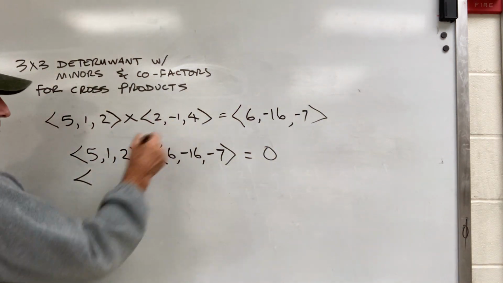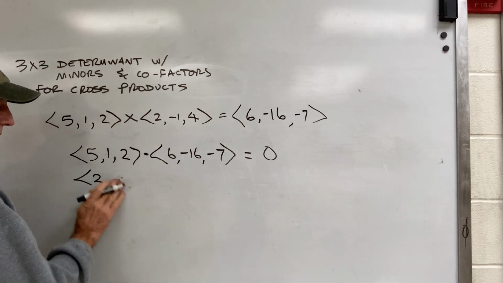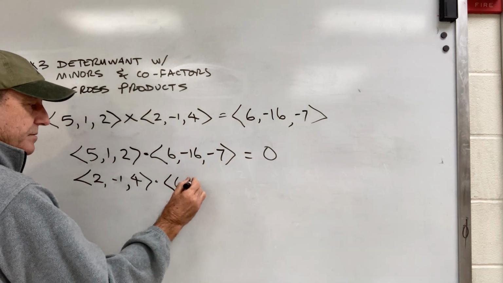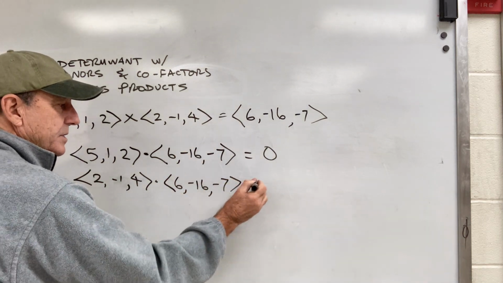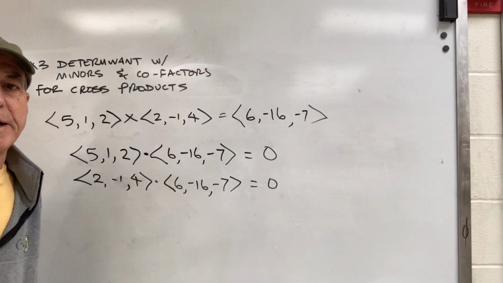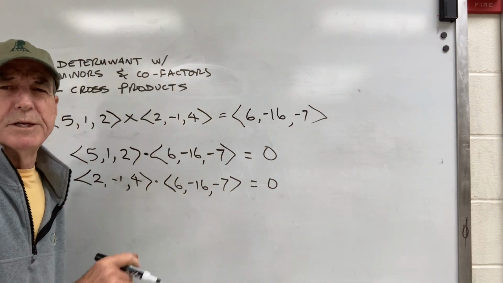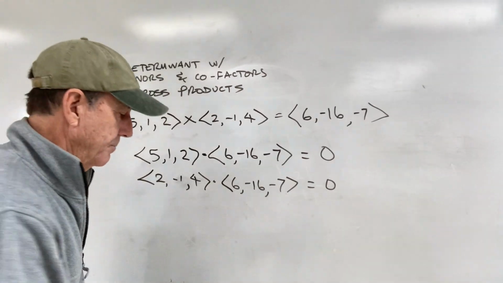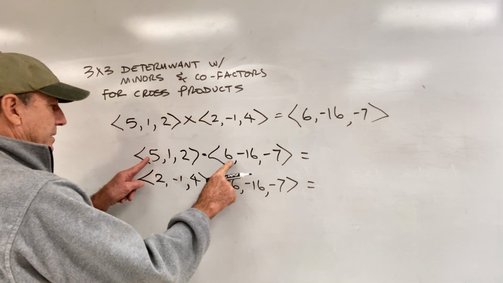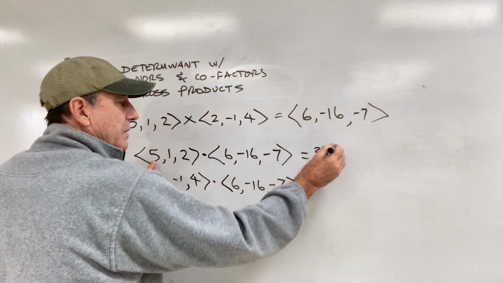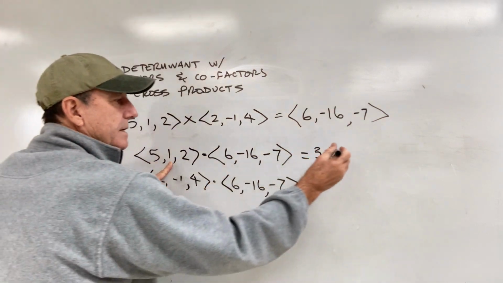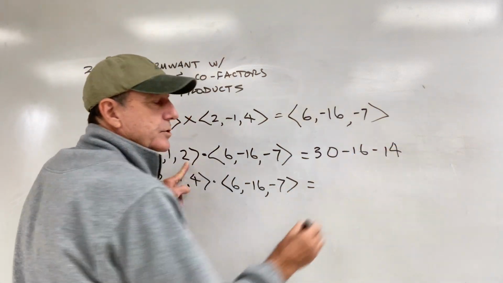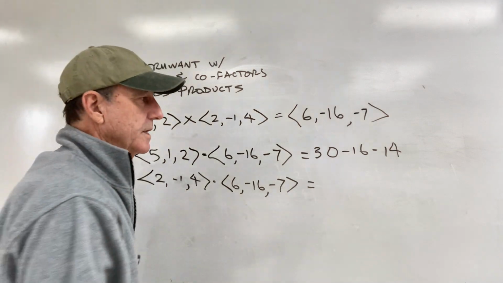And likewise, 2, negative 1, 4, dotted with our cross product, 6, negative 16, negative 7. That better be 0. If those are not 0, there's an error. If both of these do work out to be 0, there's a good chance we did everything right. So let's go ahead and check the dot products and see how they play out. What do we have? We have 30 minus 16 and then minus 14. And sure enough, 30 minus 16 minus 14 does work out to be 0.